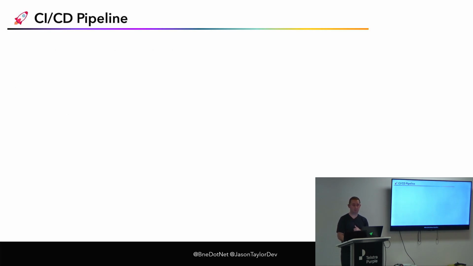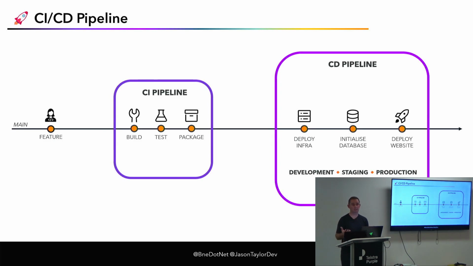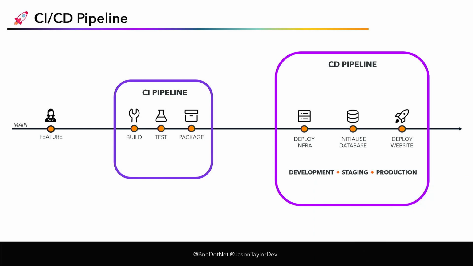CI/CD pipeline, this was something that I worked very hard on. So this is the CI/CD pipeline. As I mentioned, it's based on GitHub Actions, and it deploys to Azure and manages the infrastructure using bicep templates. So when a developer does the right thing and raises a pull request and that gets reviewed and approved and merged into main, that'll kick off the CI pipeline. And that will build, test, and package the solution.